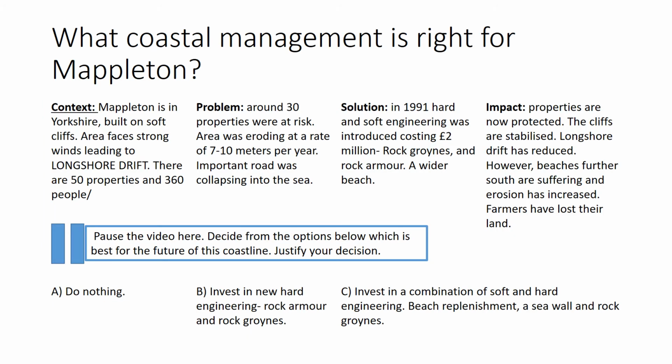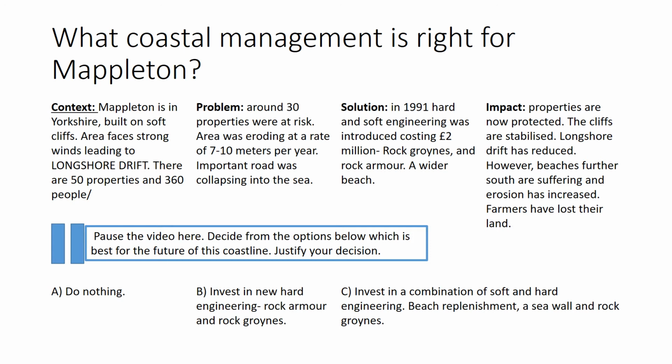As we have seen in previous lessons, the areas of Norfolk and Yorkshire are the fastest eroding areas in the UK, at an average of 2 metres per year. Mappleton is a village in Yorkshire on the Holderness coastline, and it is losing 2 metres of land every year. The main road is just 50 metres from the cliff edge.